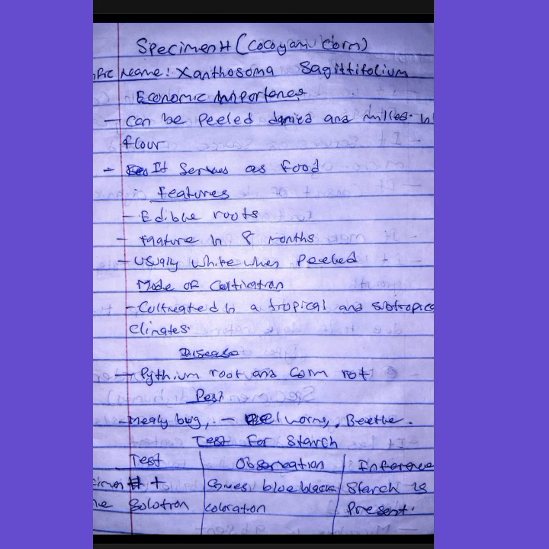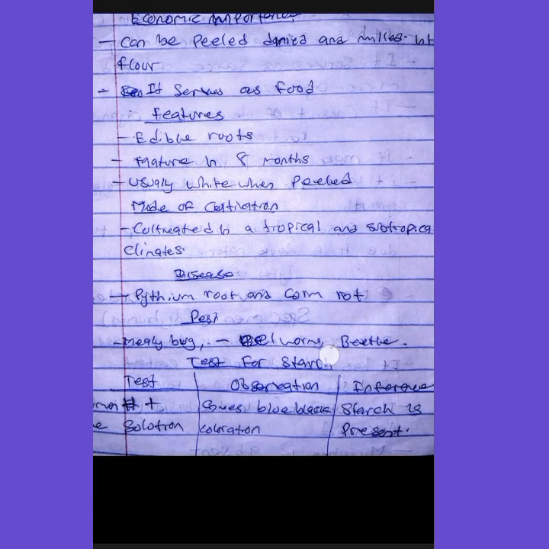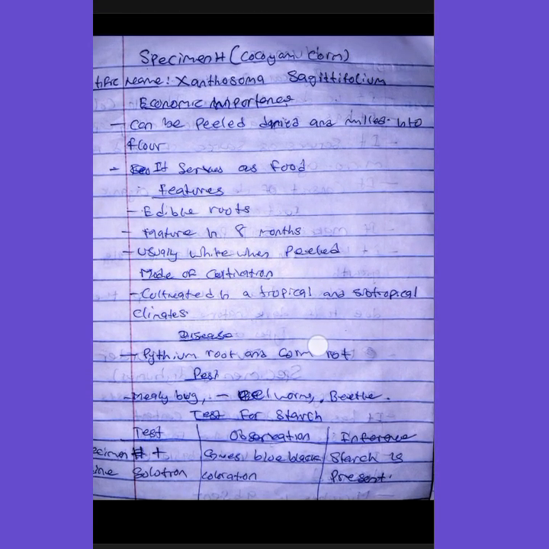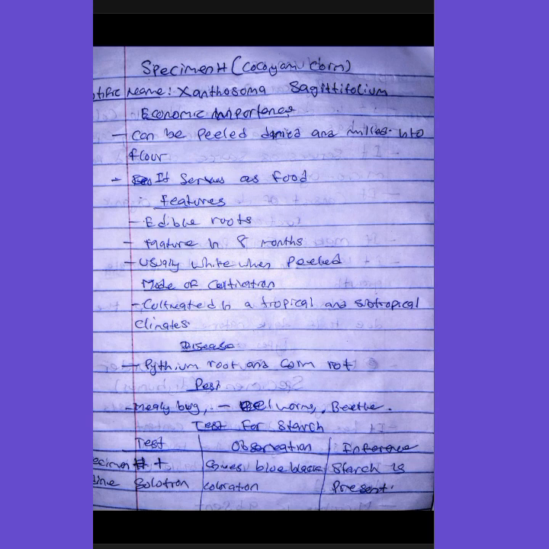The mode of cultivation is in tropical and subtropical climates. The disease is also the same. That's root and corm rot, Pythium root and corm rot. The pests are the same as for the cocoyam plant: that's mealybug, eelworm, beetle.